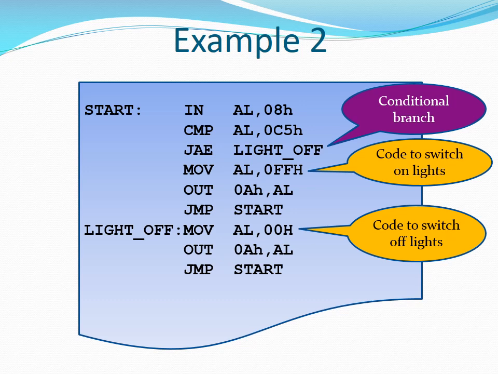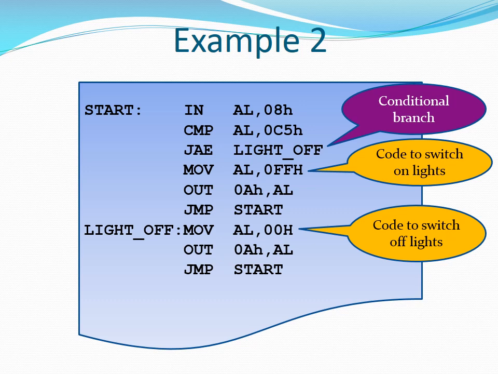If the light intensity is above the threshold value, the conditional jump instruction causes program execution to branch to the instruction labeled light off. So the instruction labeled light off loads the code 00H, which is the code used to switch off the lights, into the accumulator. Then the next instruction writes the accumulator to port 0AH, and as a result turns off the lights.